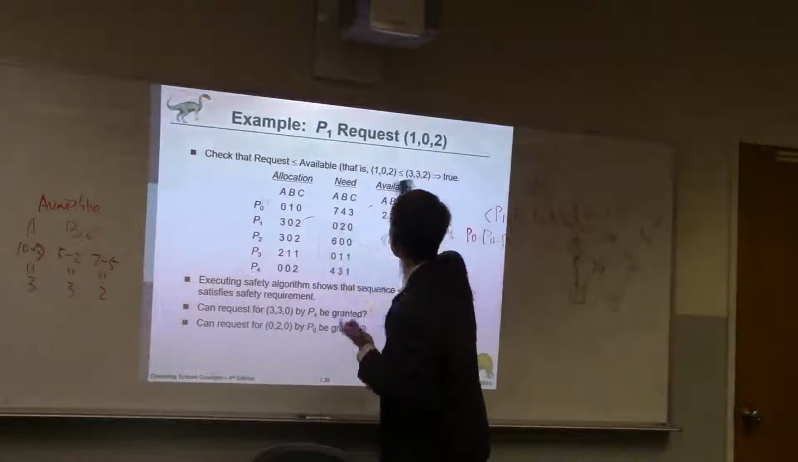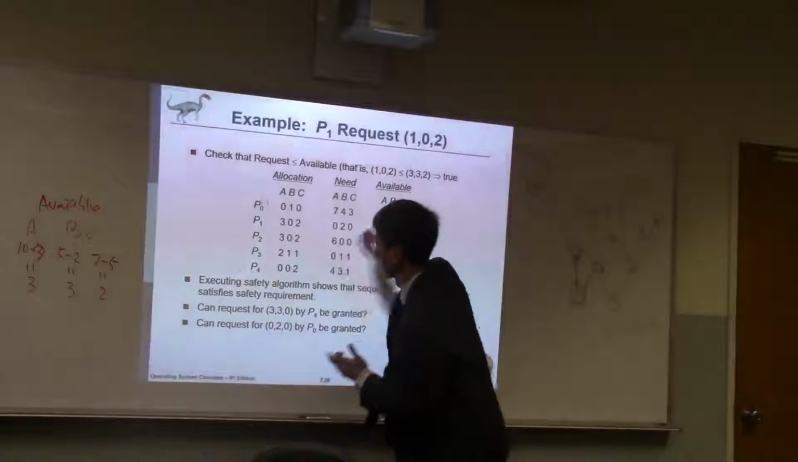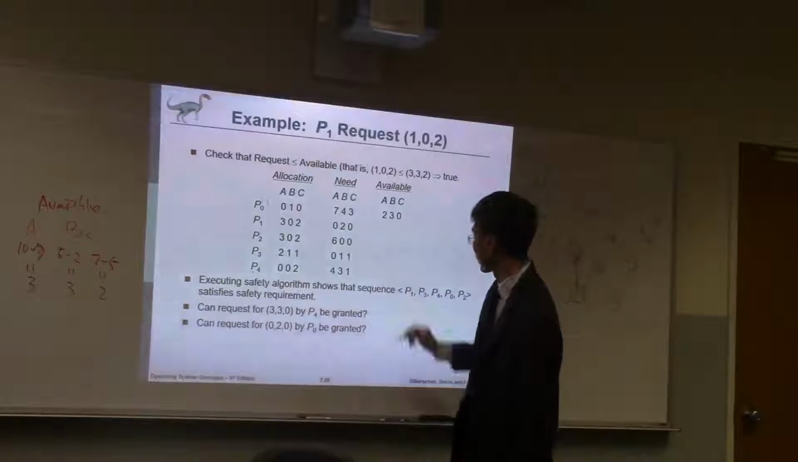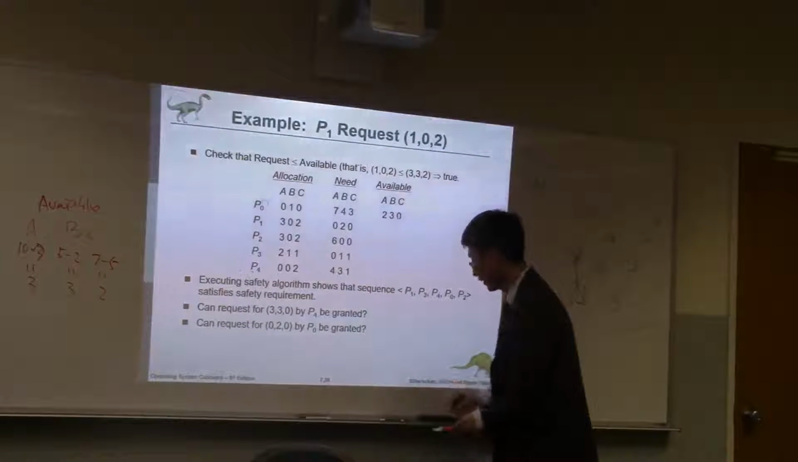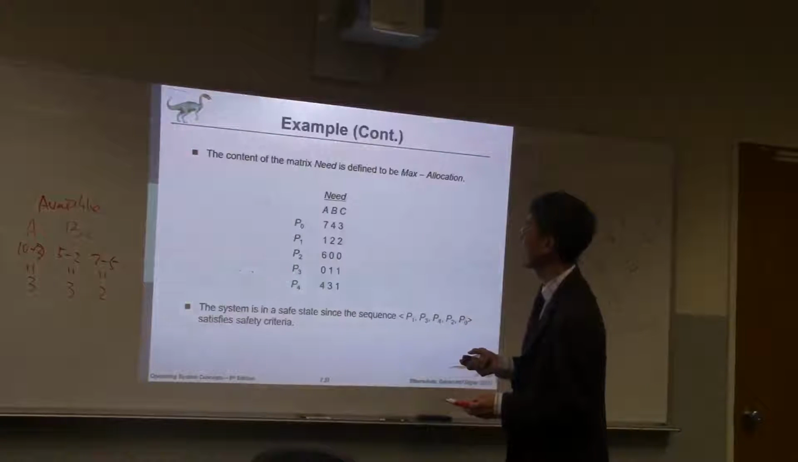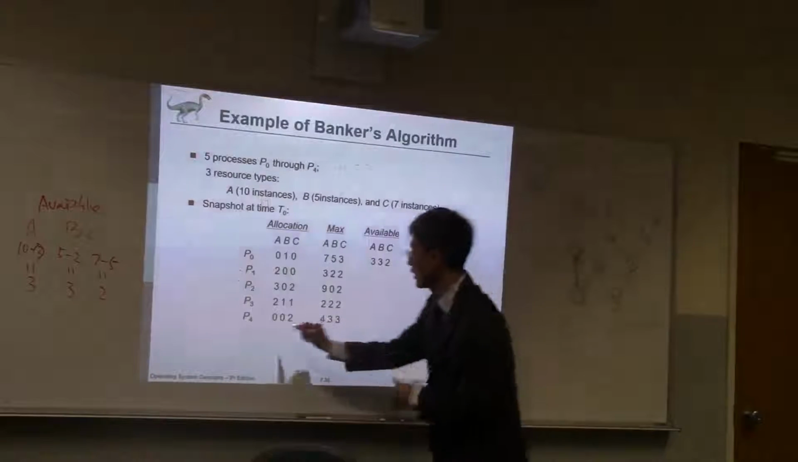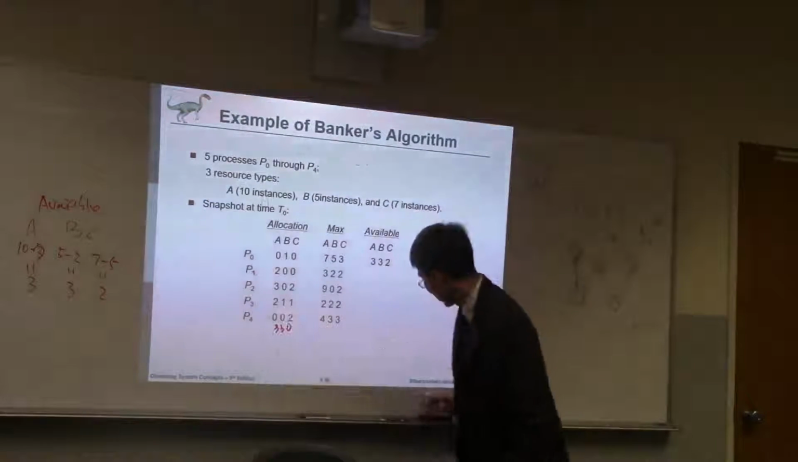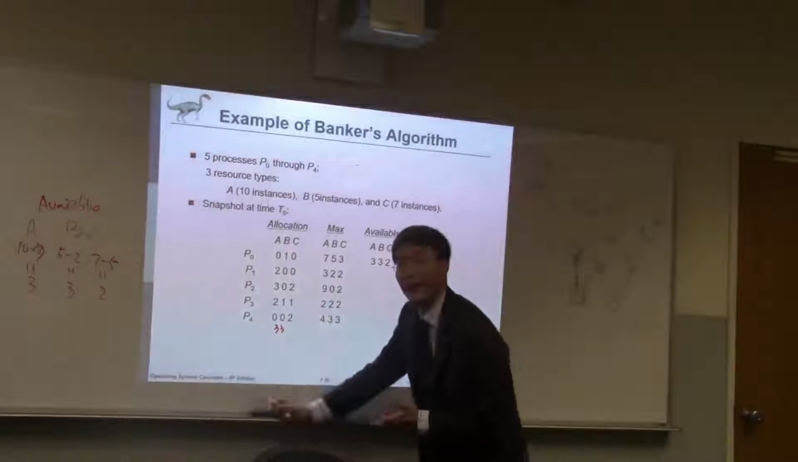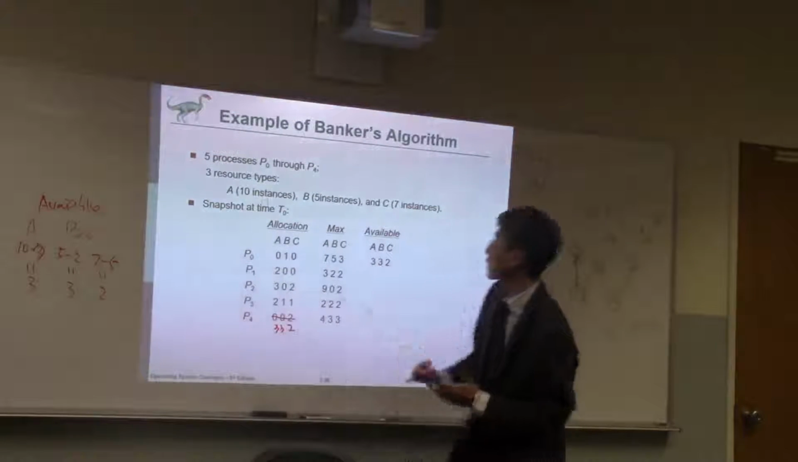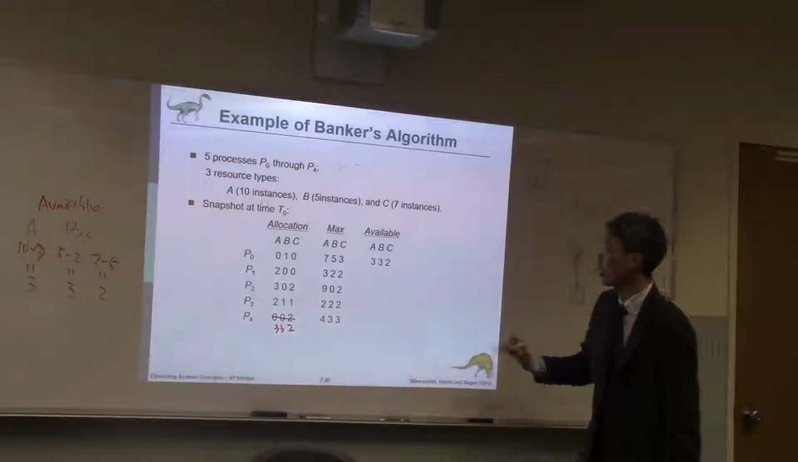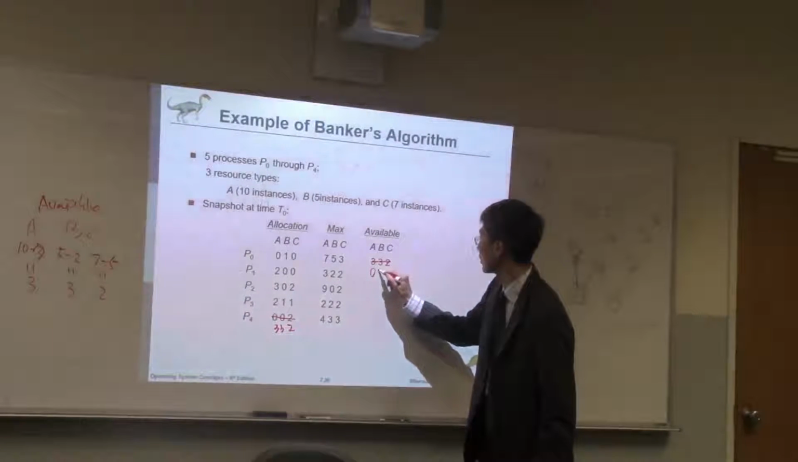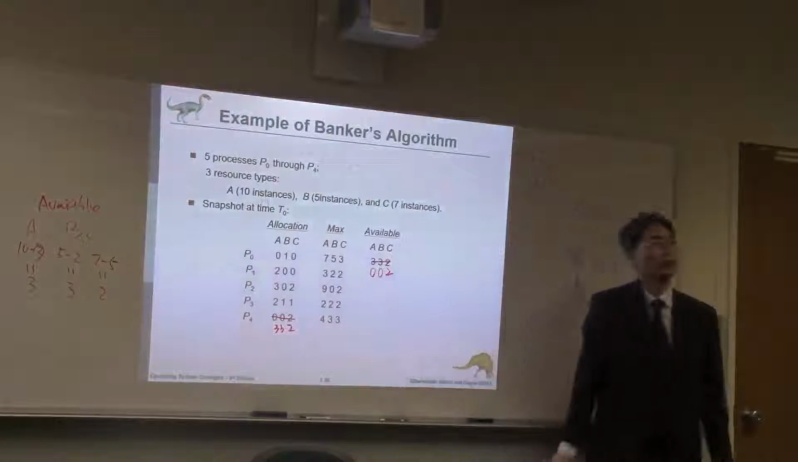The problem is, what if P4 requests 330? So we assume this one is granted. So this is the allocation. With 330, 0, 0, 2 is available.